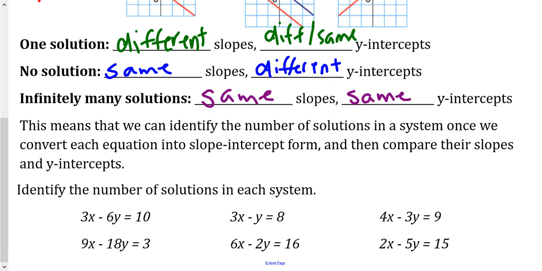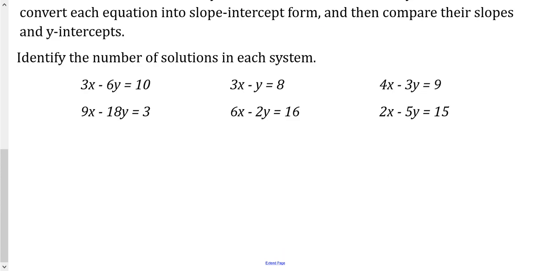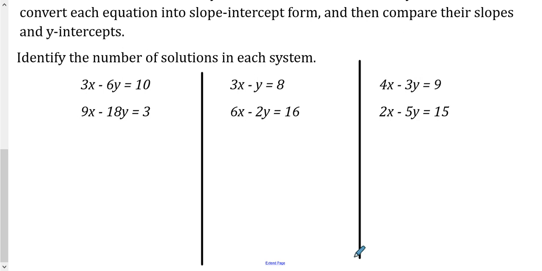So let's look at these 3 examples at the bottom. We're going to convert each into slope-intercept form so that we can quickly identify that slope and that y-intercept. So let's look at the first set here. So I'll just cut these off. So for this first one, 3x minus 6y equals 10.